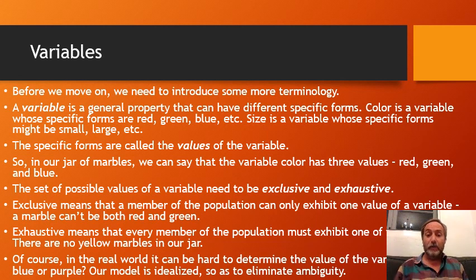For the values of a variable to be exhaustive means that every member of the population must exhibit at least one of the specified values. So if we've specified that our values are red, green, and blue, then none of the marbles are going to be yellow. Once you know all the red marbles, all the green marbles, and the blue marbles, you know about all the marbles. There are no other extra marbles hanging out, and every marble is either red, green, or blue. It's not like both or neither or anything like that.